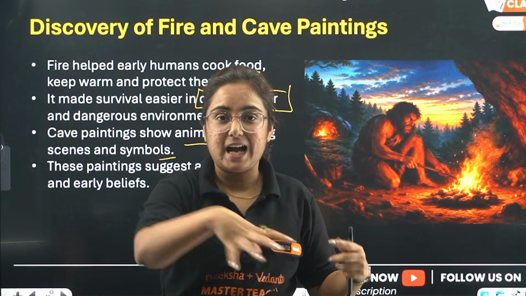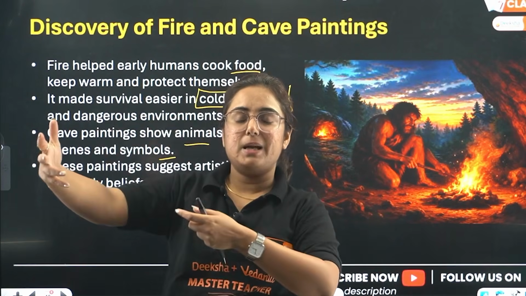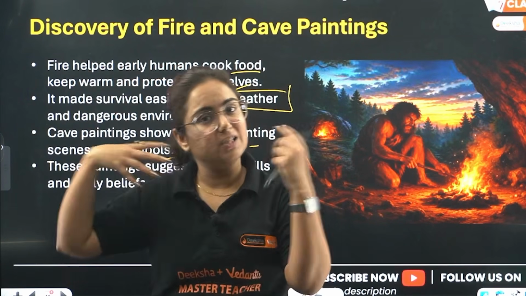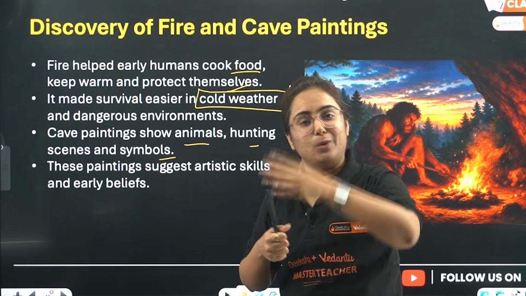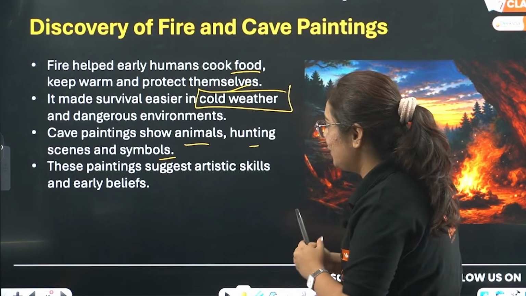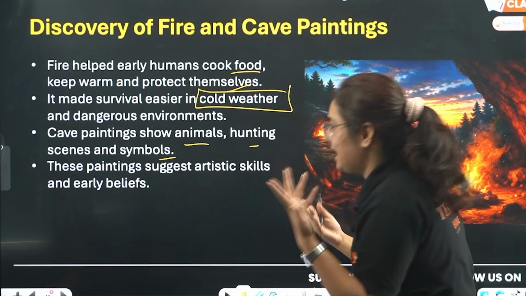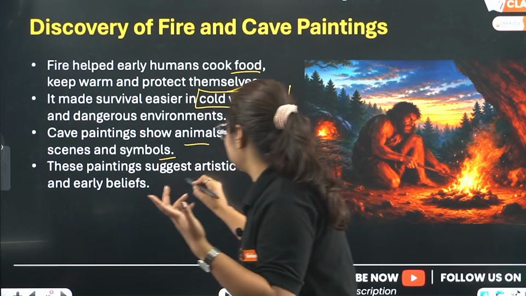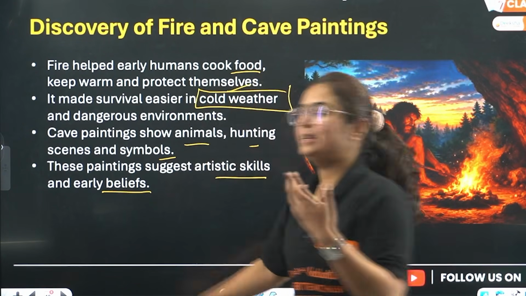Hunting scenes are being made over there. They are showing that the women are chopping the skins of the animals, and the men are going and hunting, and this was shown over there in the cave painting. See how artistic they were millions of years back. So that's why we are so artistic. So these paintings suggest artistic skills and early beliefs too.